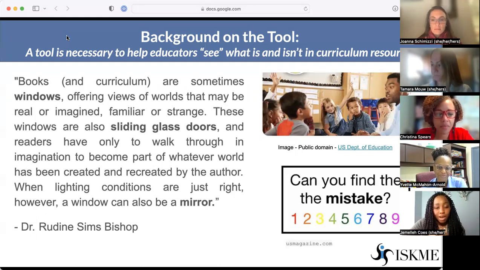The mistake in the graphic on the bottom is that there are two "thes" in the graphic. Our eyes were drawn to the numbers, but the mistake was somewhere else. This tool, the identifying bias tool, helps us to check off those mistakes that we miss. Sometimes they're glaring, sometimes they're easy to miss. But I'll turn it over to Christina to tell us about how you use this tool.